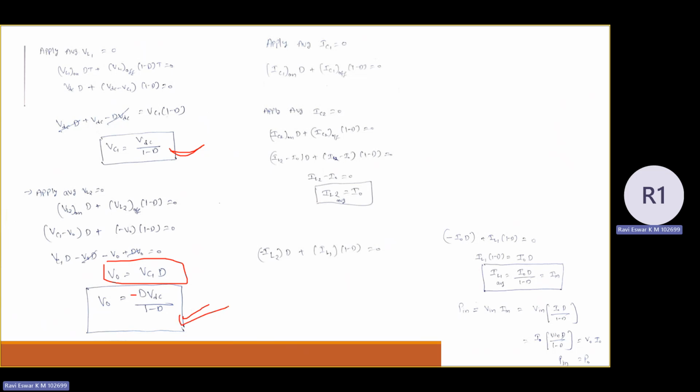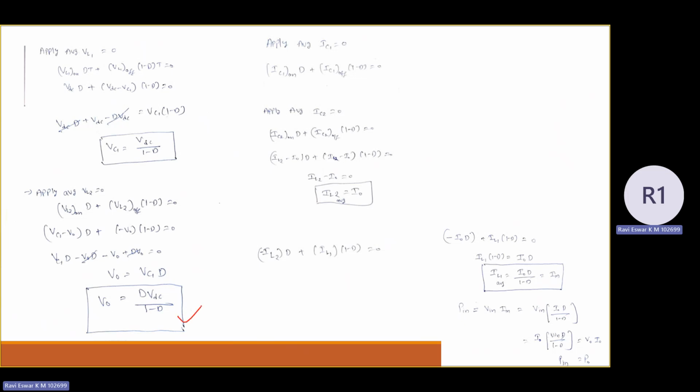Okay. So anyways, it does boost action, it does buck action. When you keep the duty value greater than 0.5, it does the boost action. When you keep duty less than 0.5, it does the buck action. You can verify by substituting the duty value in this final equation. So when you keep duty 0.5, V naught equal to VDC. So this is the final output voltage equation for the converter.